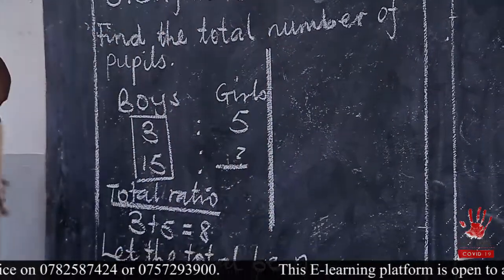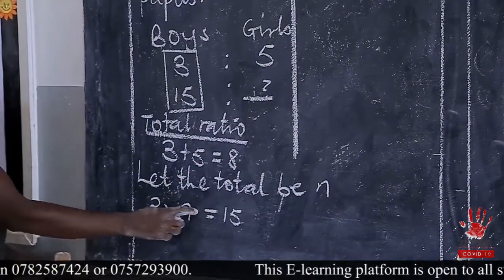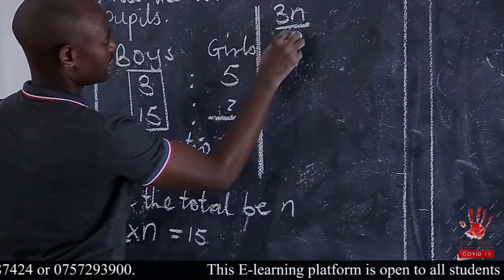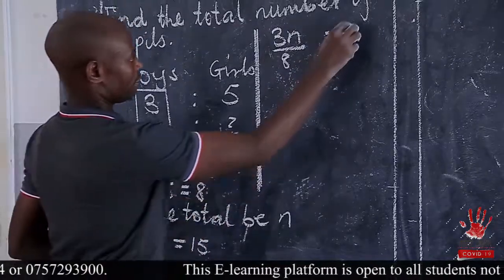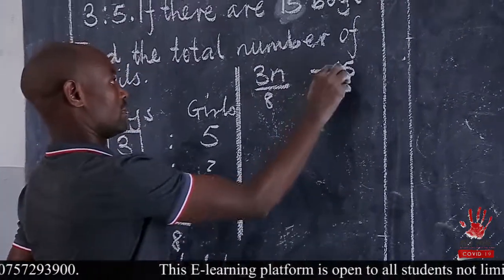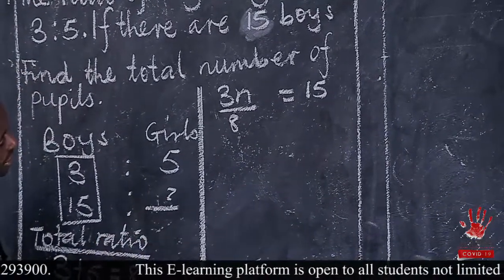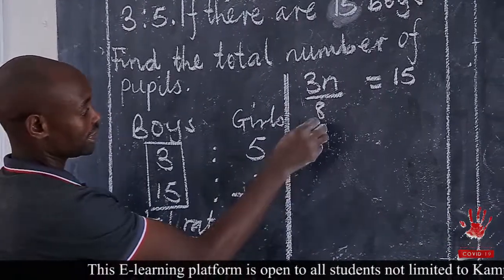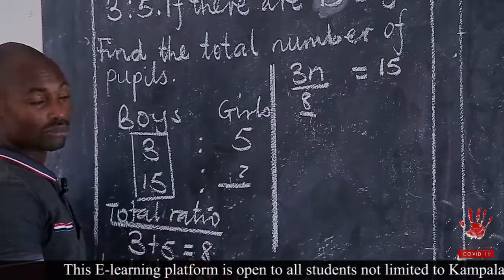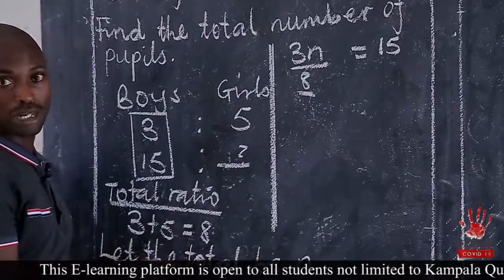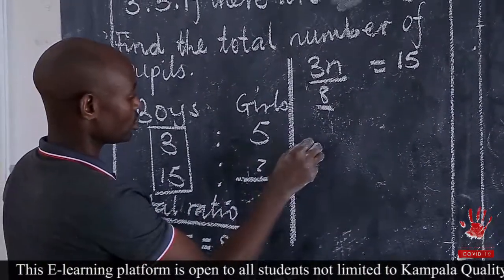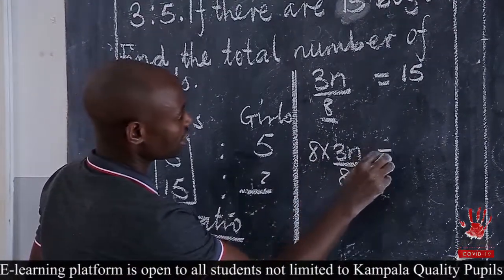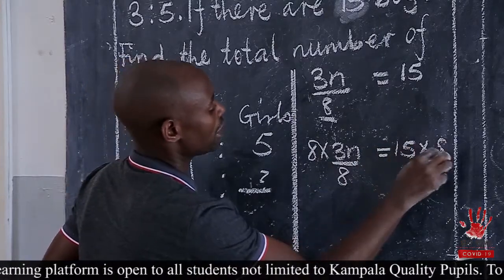So what is this one going to give us? 3 times n, we shall get 3n out of 8. And this one will give you 15. Okay? In P5, you learned how to solve these equations. If you have 3n out of 8 is equal to 15, what do you do? You first remove this 8. And how do we remove it? By multiplying it on both sides. So we shall have 8 times 3n out of 8 is equal to 15, you also multiply by 8.